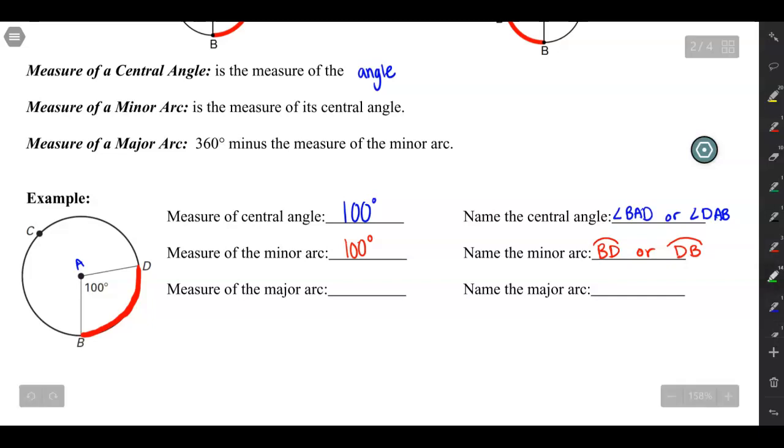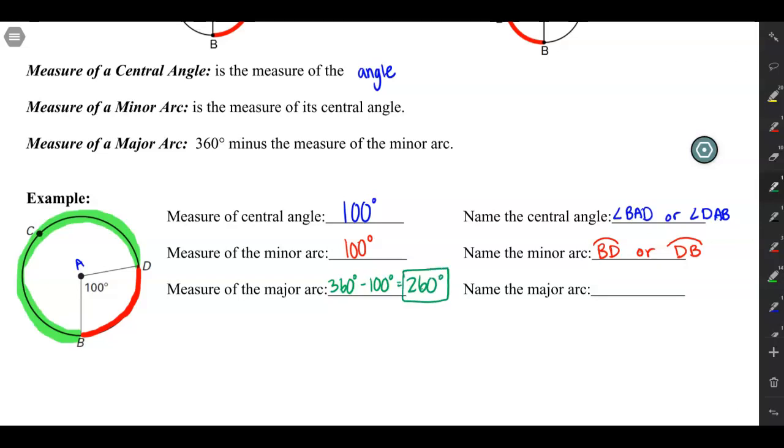All right, let's take a look at the major arc. I'm going to highlight the major arc in green. The major arc is all this other portion of the circle. To figure out how many degrees it is, I'm going to do 360 and subtract the minor arc. So it's minus 100 degrees, and I get 260 degrees. So that 260 is the measure of that major arc.